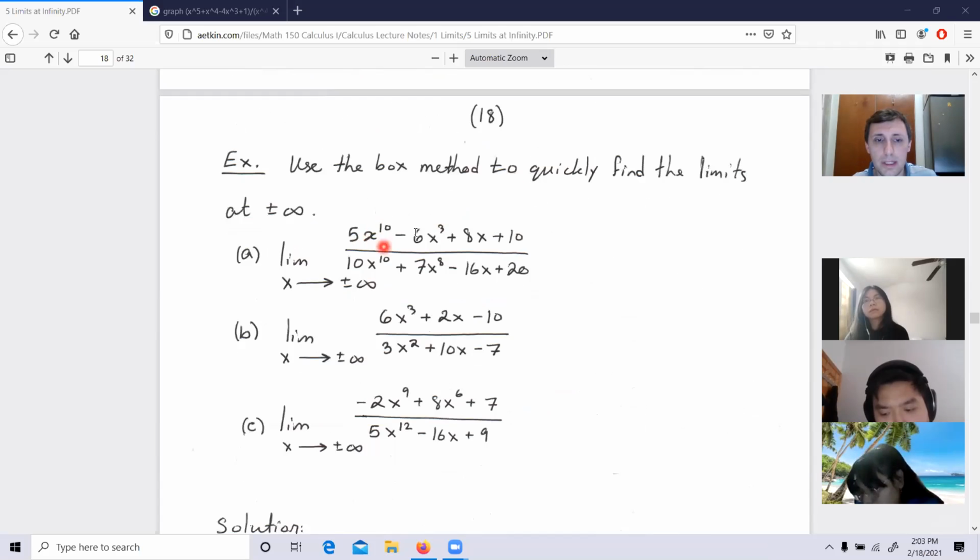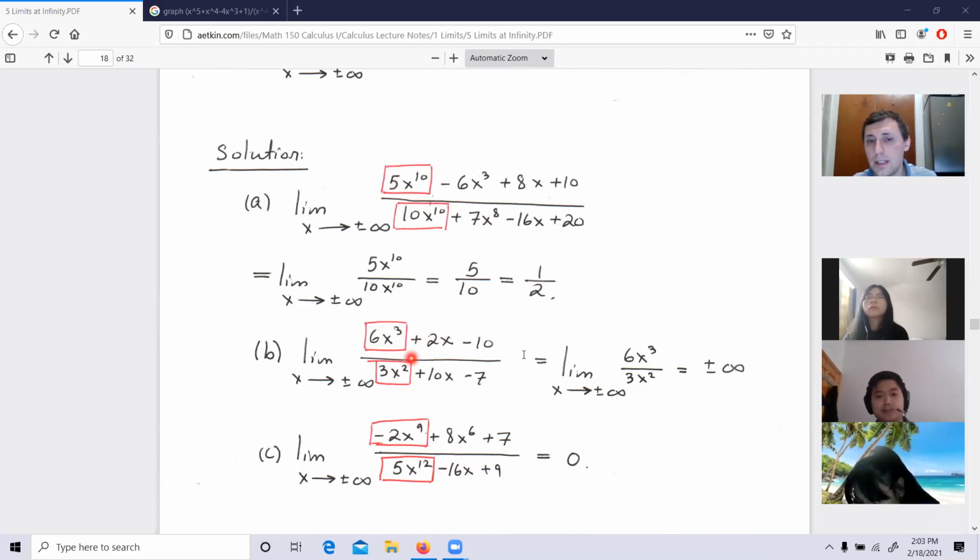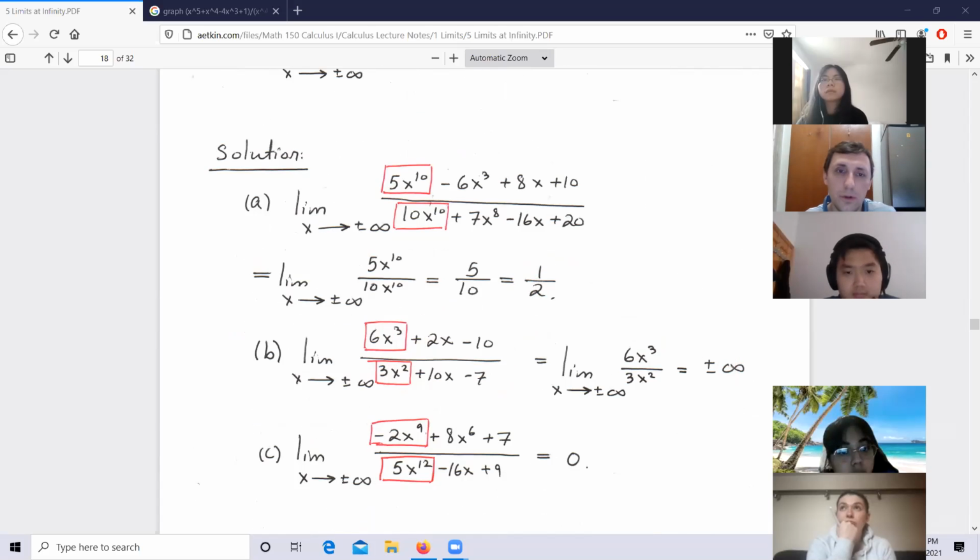So what do I see here, guys? Look at it. This is what I do. I look at the leading coefficients. I simplify them. I see 1/2. I look at the leading coefficients. I see that the answer is plus minus infinity. By the way, this 1/2 is what? Do we have a horizontal asymptote in the first example? And if so, what's that? That's y equals 1/2. Do you agree? Do you understand why?